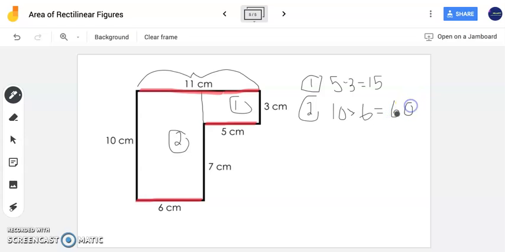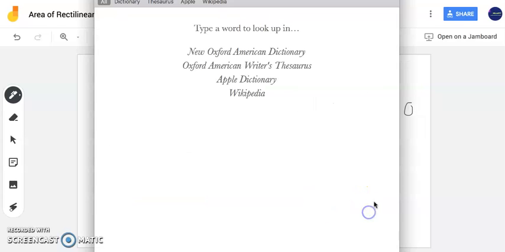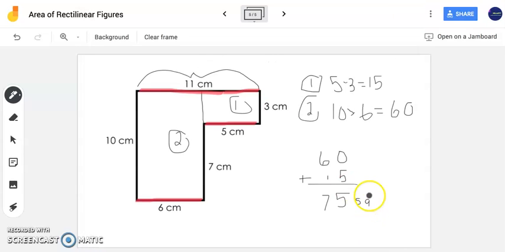I need to combine my figure 2 area and my figure 1 area, and I'm finding the total area, which happens to be 75 square centimeters. So I have 75 square centimeters as my total area of this rectilinear figure.